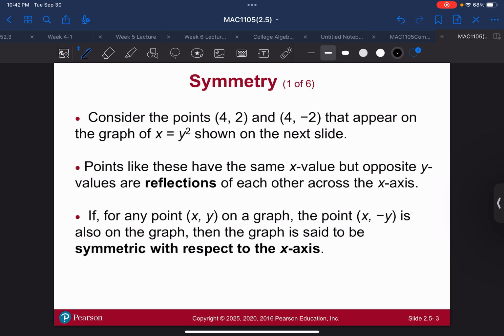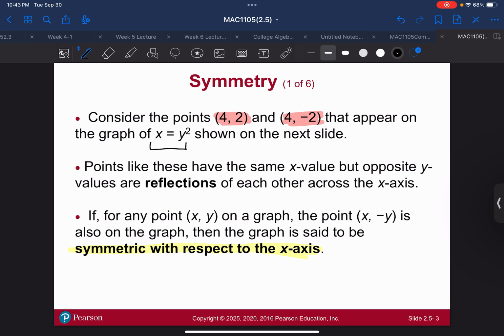So the first type of symmetry we're going to talk about is when a function is symmetric with respect to the x-axis. So let's look at these 2 points up here, (4, 2) and (4, -2). And these 2 points actually appear on the graph x equals y squared. And I'm going to show you a picture of that on the next slide.